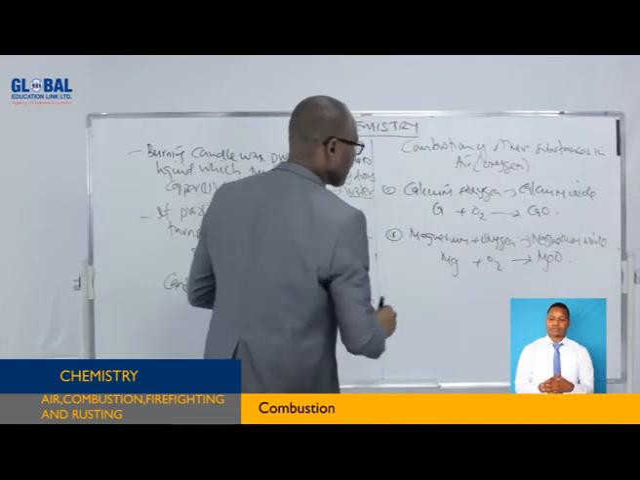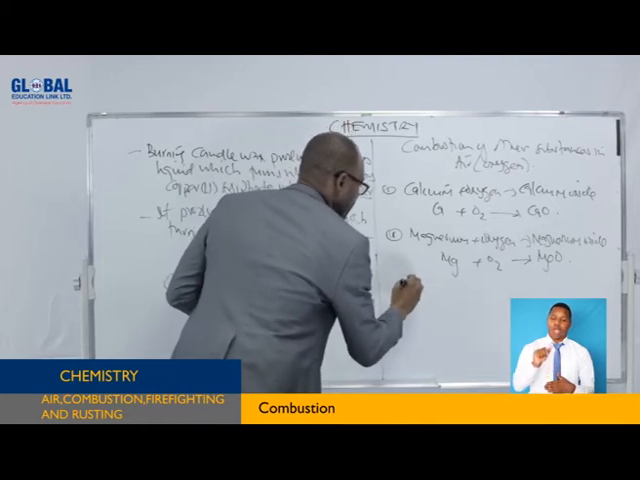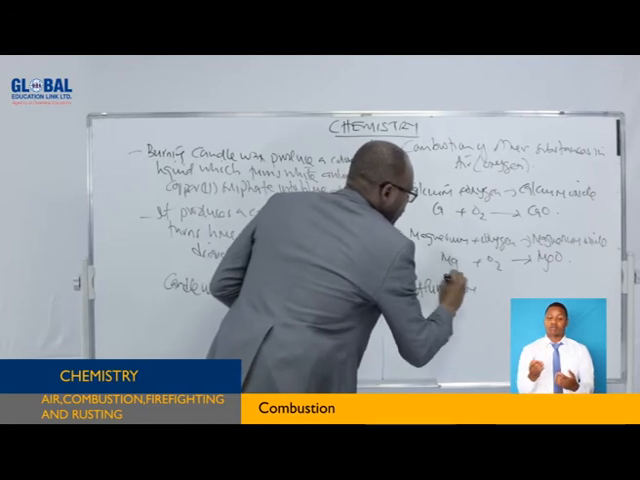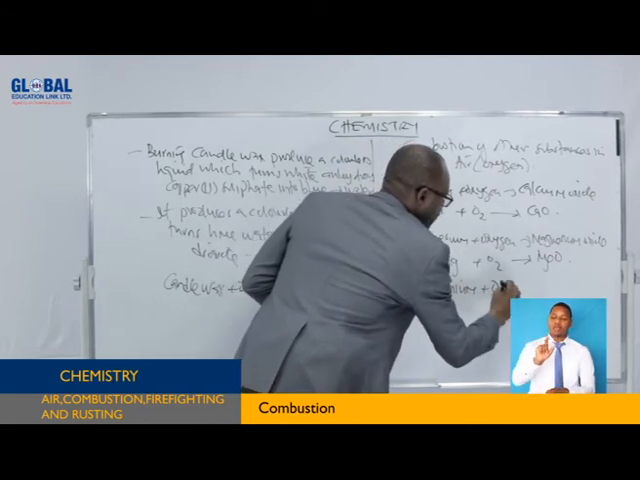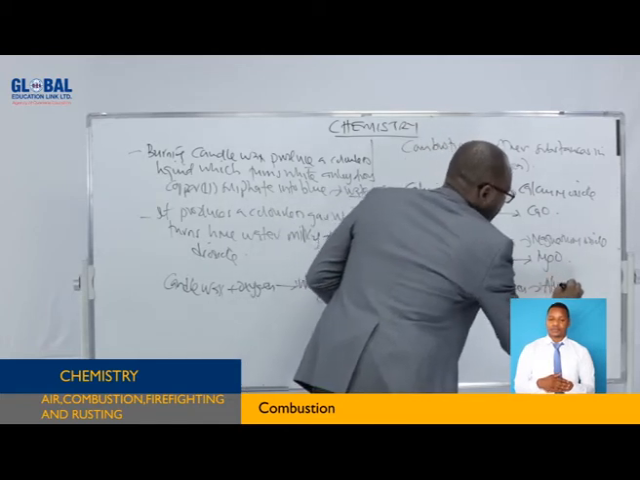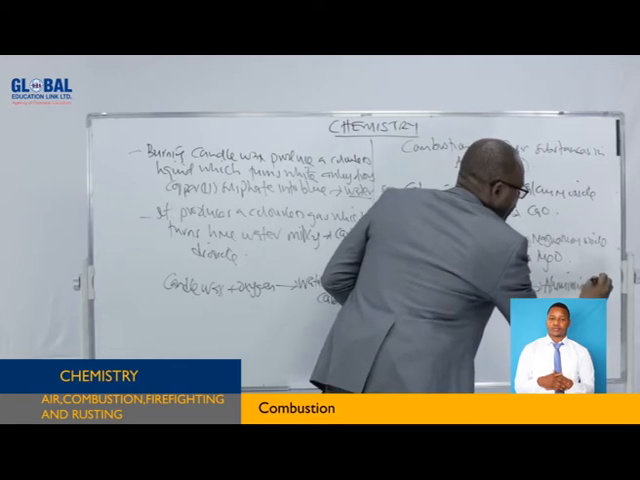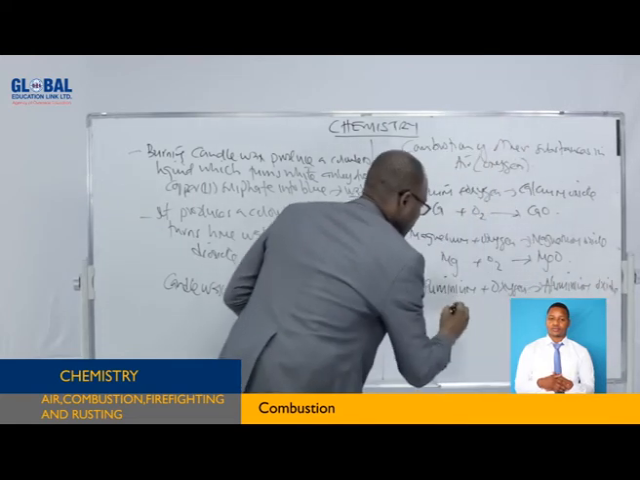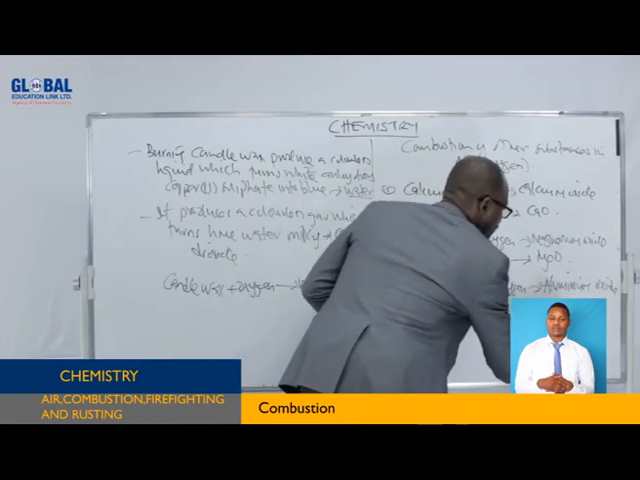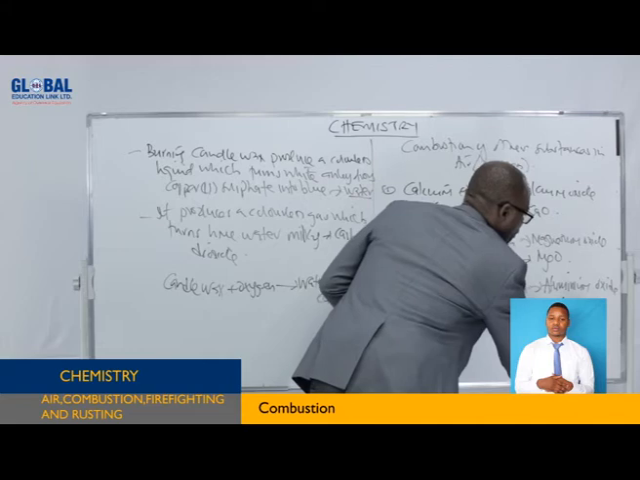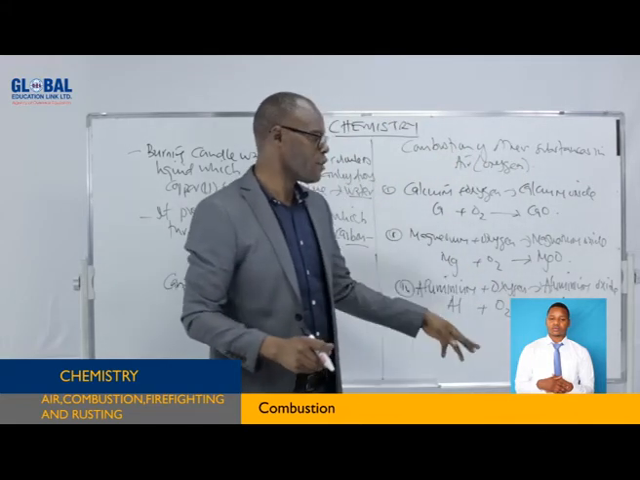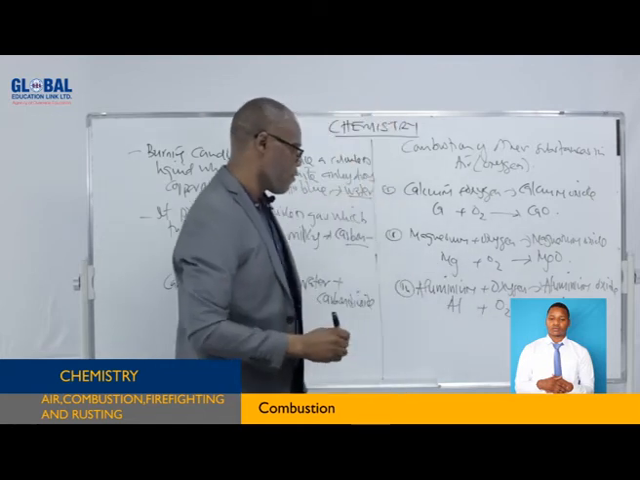Or you can have something like aluminium plus oxygen is aluminium oxide. With the formulas, aluminium plus oxygen will give me aluminium oxide. I believe you know how to write the formula of aluminium oxide. In your revision, you can also learn the same formulas.